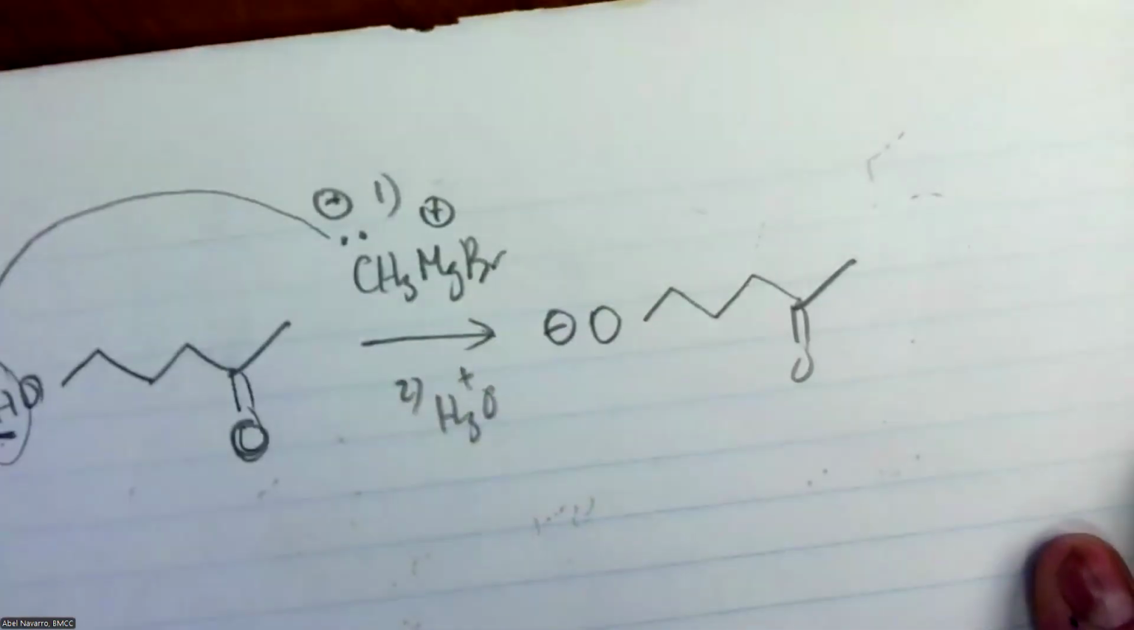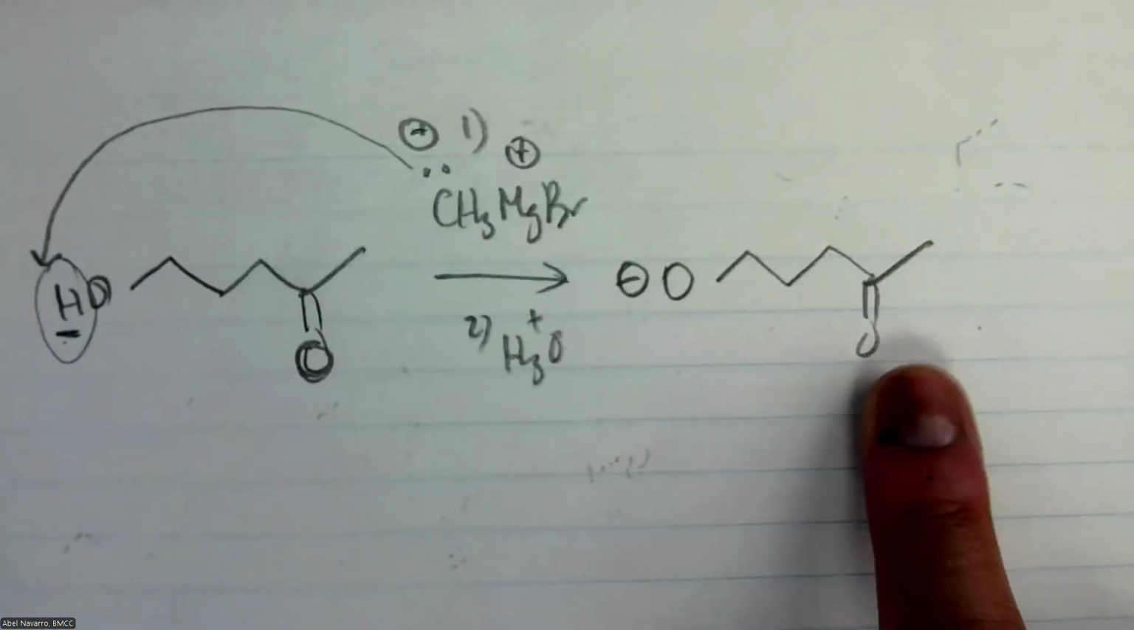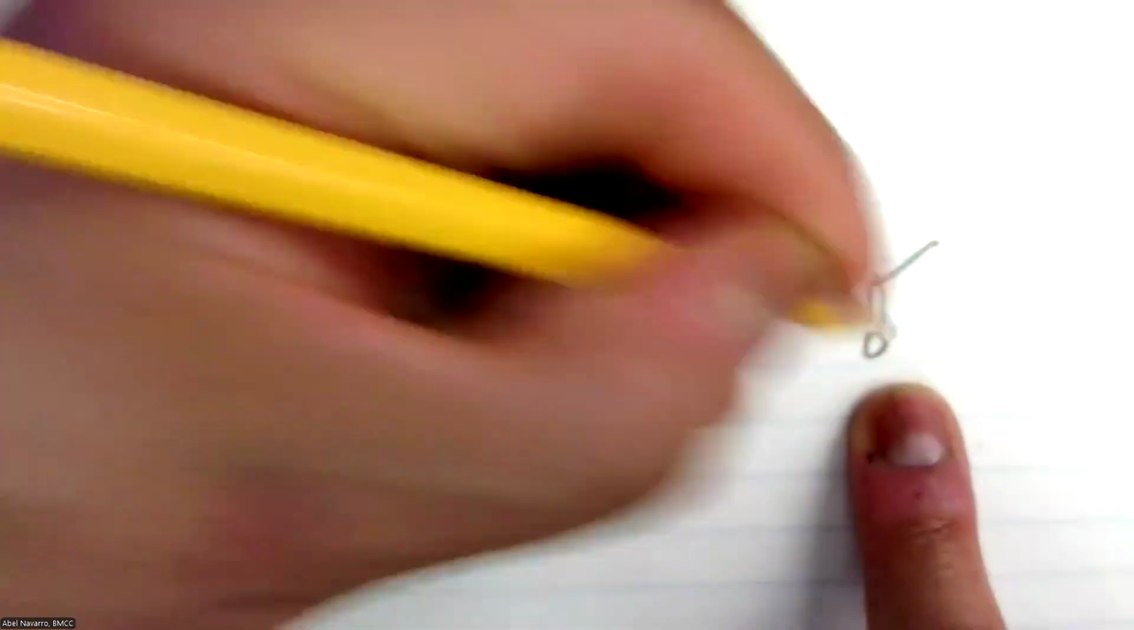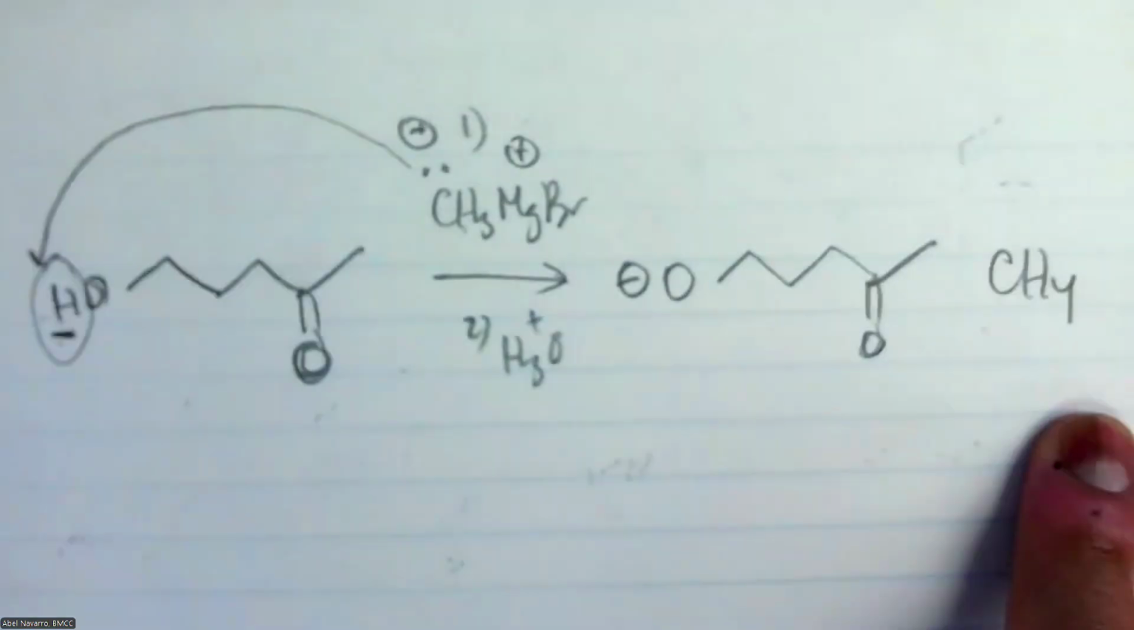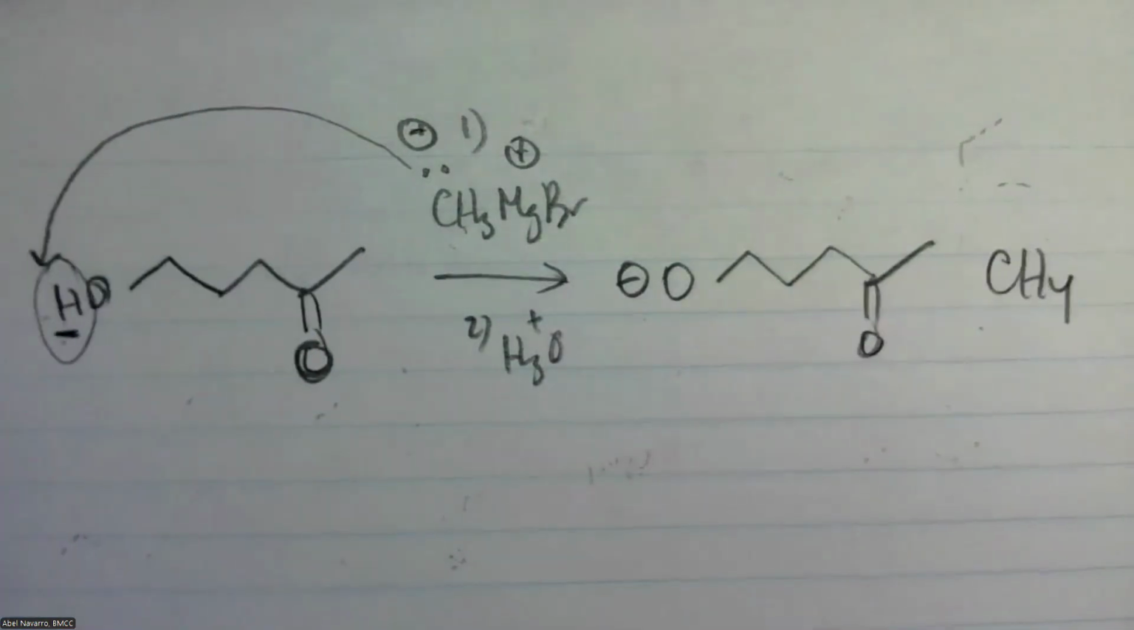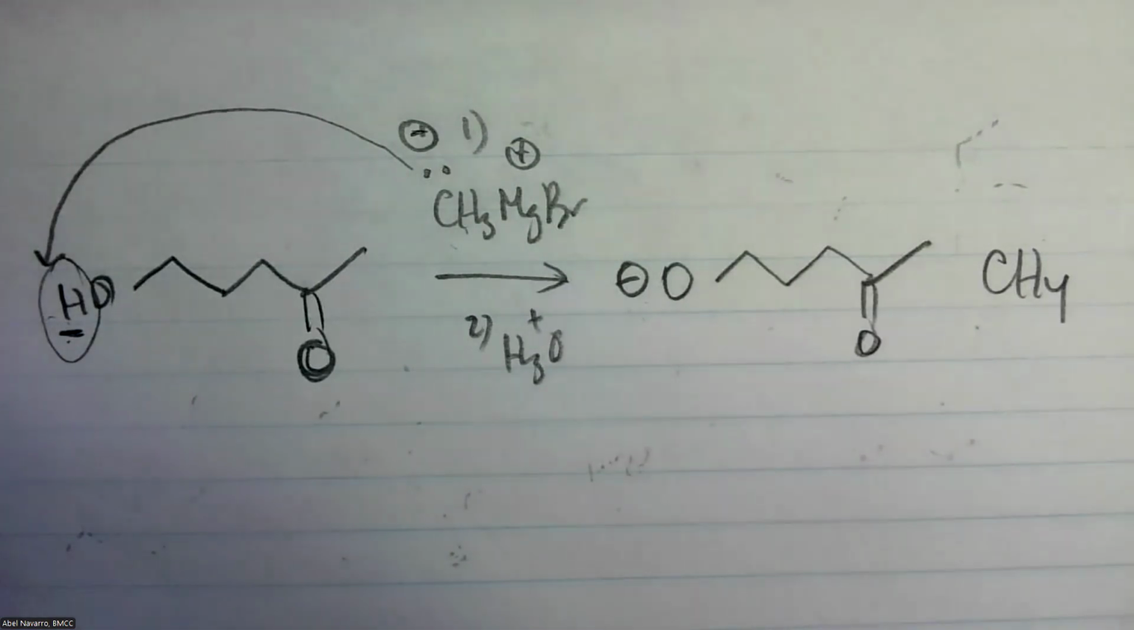So your product would be this. It's not going to react with the ketone. The ketone will be just sitting there waiting. What happened with the methyl? Well, the methyl will take the hydrogen and become CH4. It will react with the acid. So it's not going to react with the actual carbonyl. Remember, the Grignard will always prefer to react as a base instead of a nucleophile.